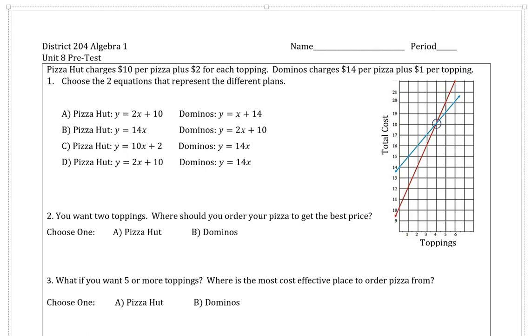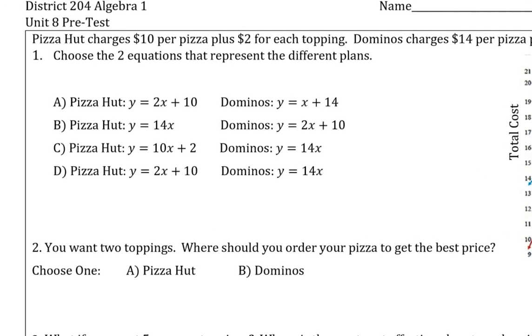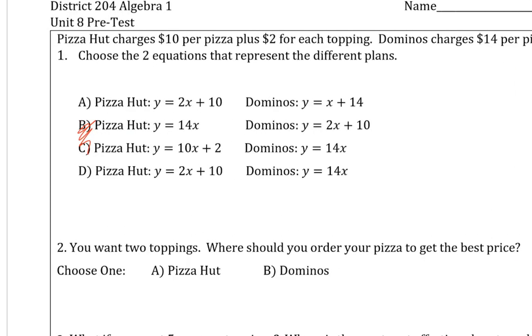So for Pizza Hut, we're looking at 10 and then 2 for a slope. So this one's wrong. This one's wrong. This one's okay, so we're at either choice A or D right now. For Domino's, it said 14 per pizza and then $1 for each topping. So if we're looking here, this one won't work, so our choice is A.